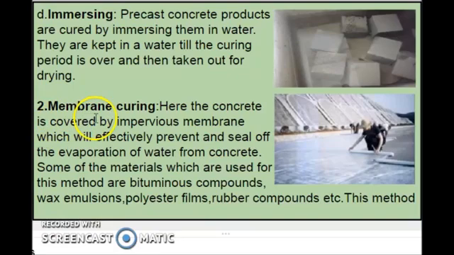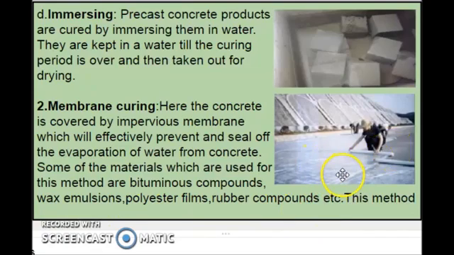Now the second one is membrane curing. Here the concrete is covered by impervious membrane which will effectively prevent and seal off the evaporation of water from concrete. Some of the materials which are used for this method are bituminous compounds, wax emulsions, polyester films, rubber compounds, etc. Just see here, this is polyester film.